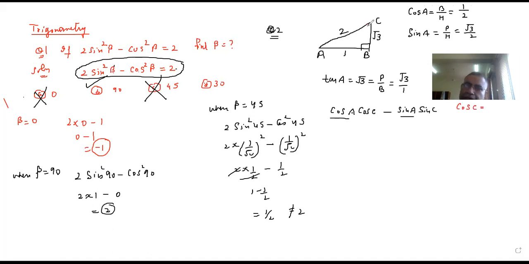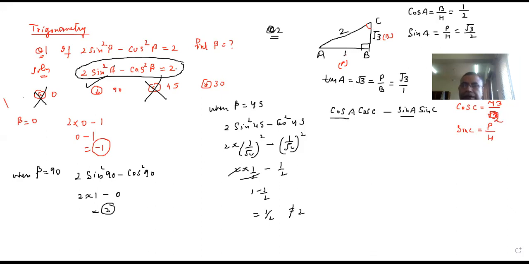Now if I consider this angle C, perpendicular will be this and base will be this. So perpendicular over base is 1 over under root 3. Sin C, the value of sin C is perpendicular over hypotenuse. Cos is base over hypotenuse. So base is under root 3, so this is under root 3 over 2.